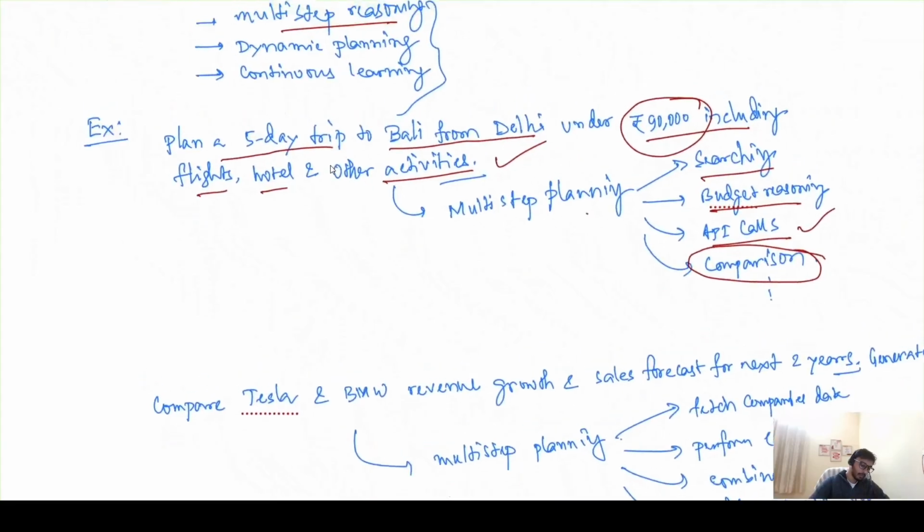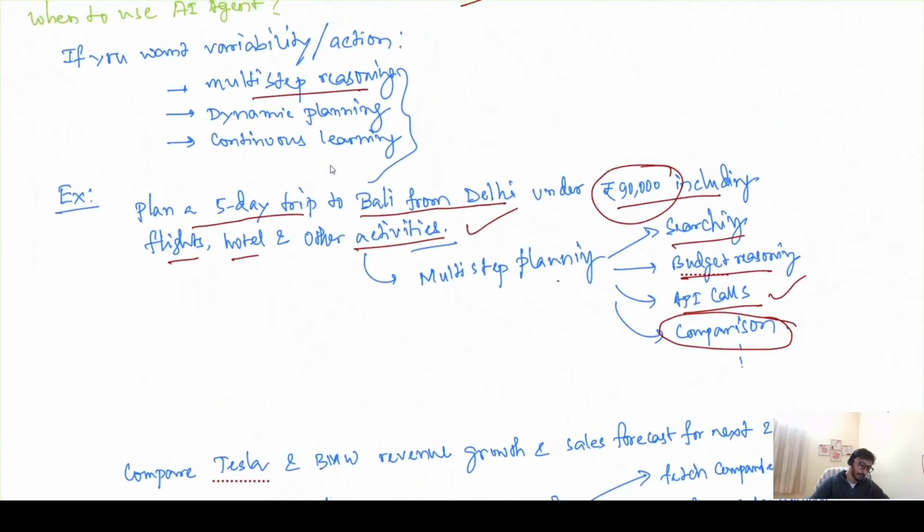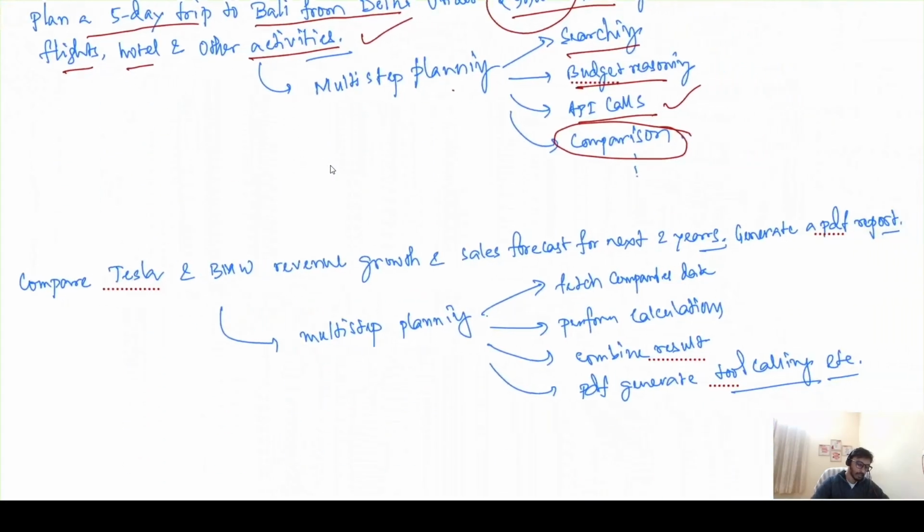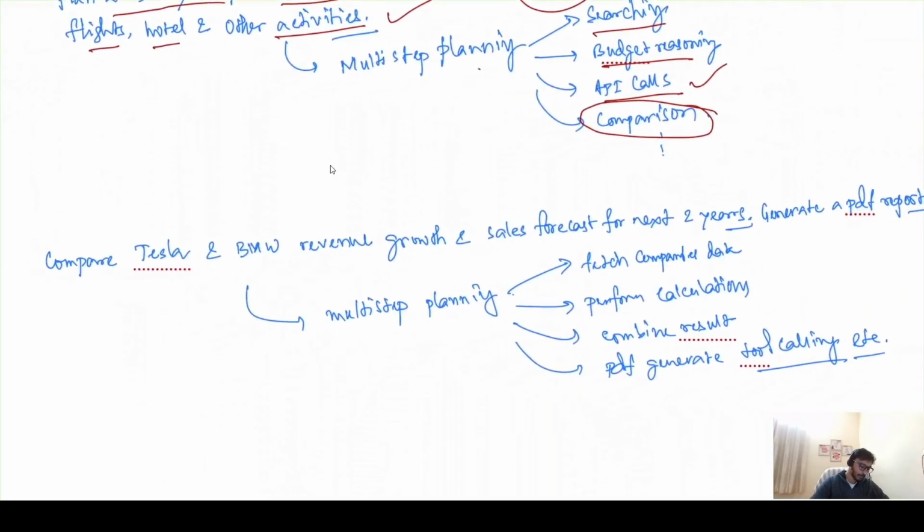Okay, now in this case, you need dynamic planning or decision making, so it's better to go ahead with an AI agent. Now let's see another example.